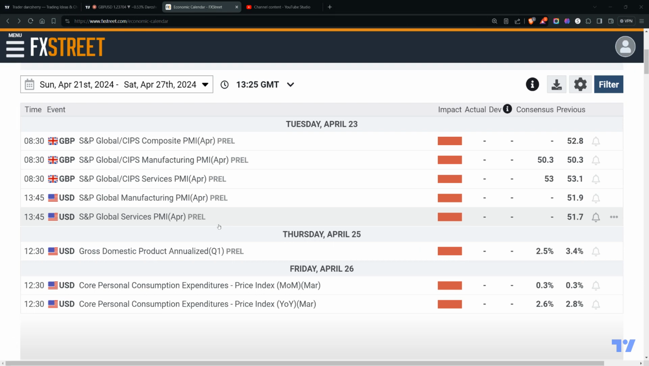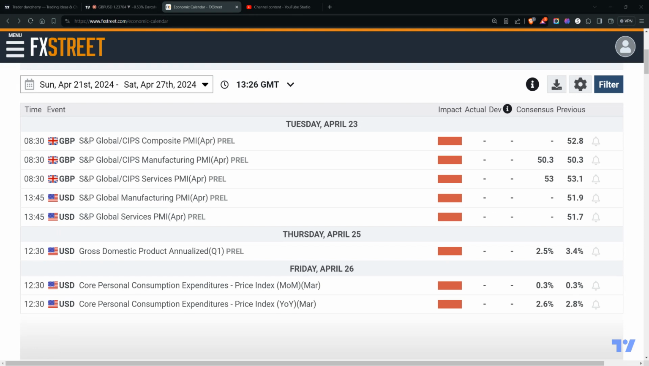Now, the first high impactful event for next week is coming in on Tuesday, April 23rd, and that is the S&P Global Publication on Services and Manufacturing PMI for both economies. Now, like I said in my previous video, this is a key insight. This will be giving us a key insight into the health and performance of the service and manufacturing sector of both economies.